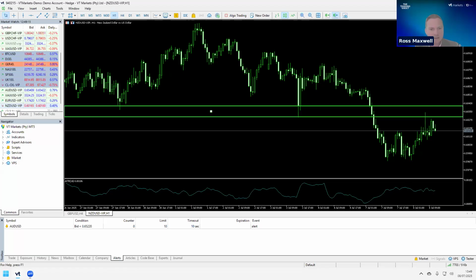For ATR, is setting at default or need to adjust? Yeah, default is absolutely fine for the ATR. Again, it's just a guideline. It's not an exact science. It's a guideline.